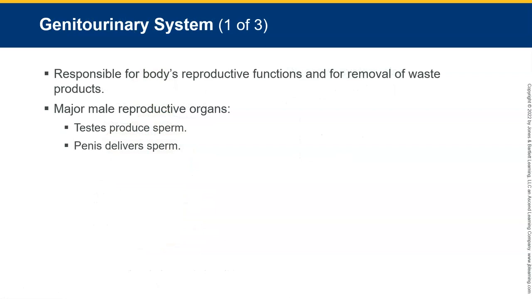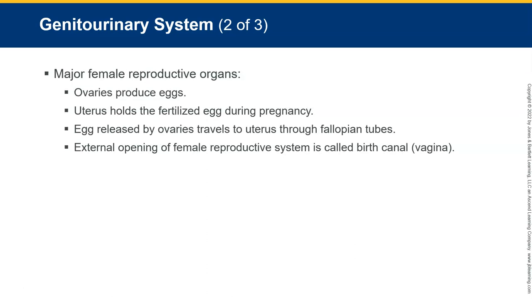Genitourinary system. Probably didn't even say that right. It's responsible for the body's reproductive functions and for the removal of waste products. As you see, the major male reproductive organs, the testes produce the sperm, and then, as you probably already knew, the penis delivers the sperm. Seems like an odd slide, but we'll carry on.